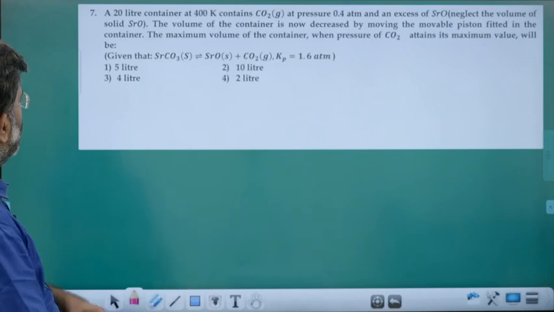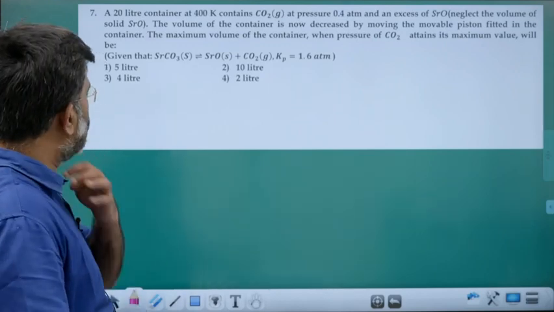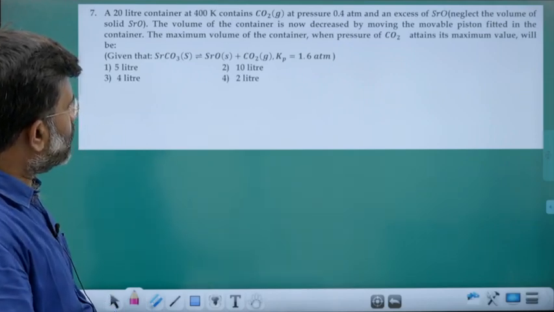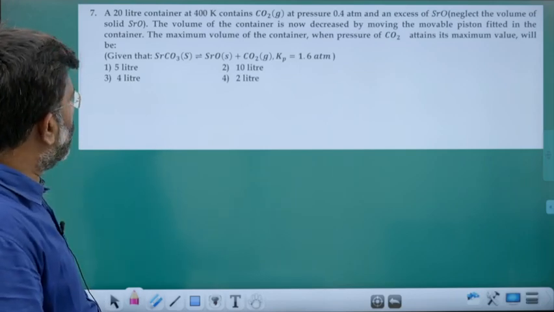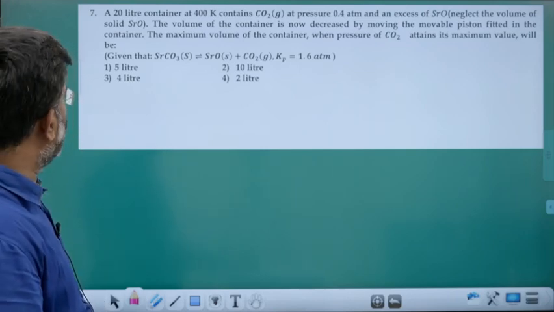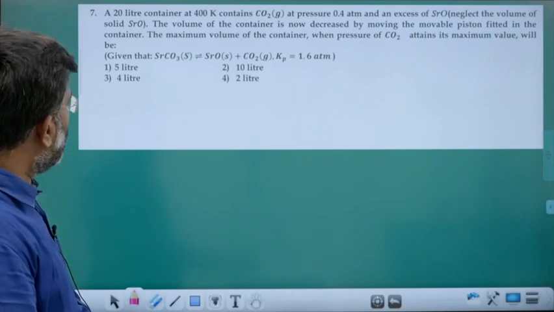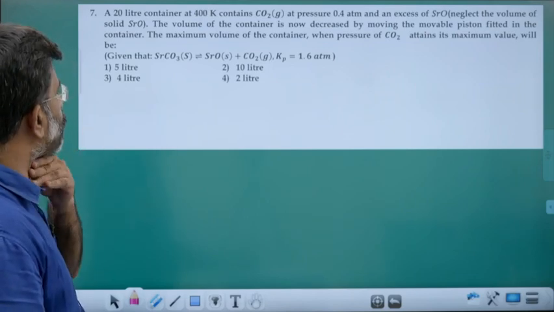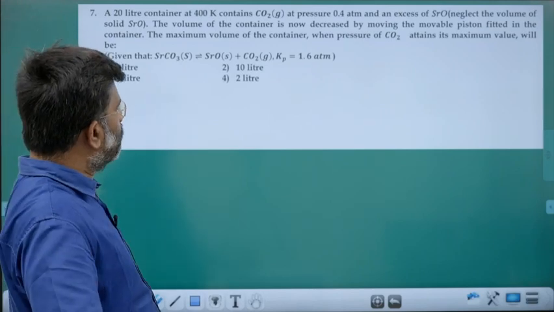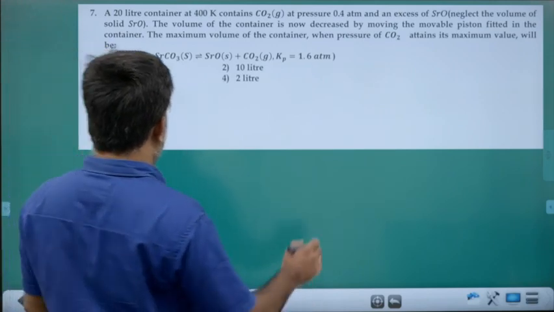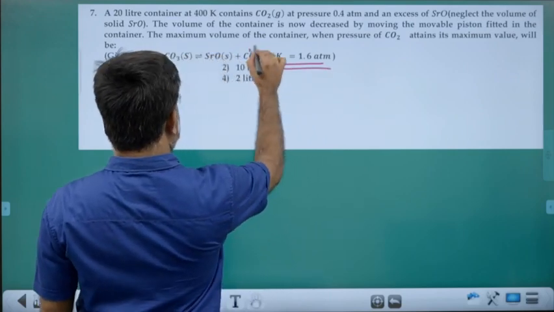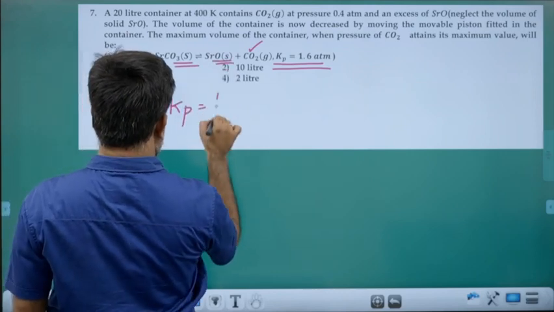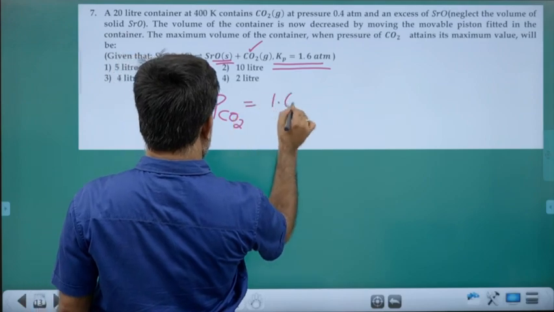A 20 liter container, 400 Kelvin, contains CO2 at a pressure 0.4 atm and an excess strontium oxide, neglect the volume. Volume of container is now decreased by moving the movable piston fitted in the container. Maximum volume of the container when pressure of CO2 attains its maximum value. Maximum value is attained at equilibrium. Equilibrium pressure is 1.6 because this is a solid. Therefore, Kp is equal to partial pressure of CO2, which is 1.6.